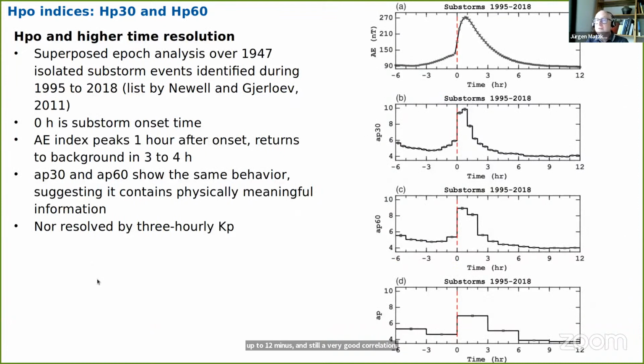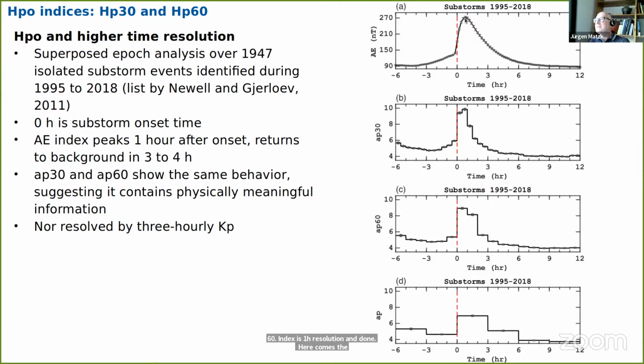Now we have a higher time resolution for this new geomagnetic index than before, and there is a superimposed epoch analysis here shown over almost 2,000 isolated substorms from a list by Newell and Bieler. And at 0 hours here, we have the substorm onset time. In the top panel, you see the auroral electrojet index. So there's a 1 minute time resolution index. In the next panel, you see the same for our new AP30 index. Then comes in the next panel, the AP60 index with 1 hour resolution. And down here comes the AP index with 3 hour resolution.